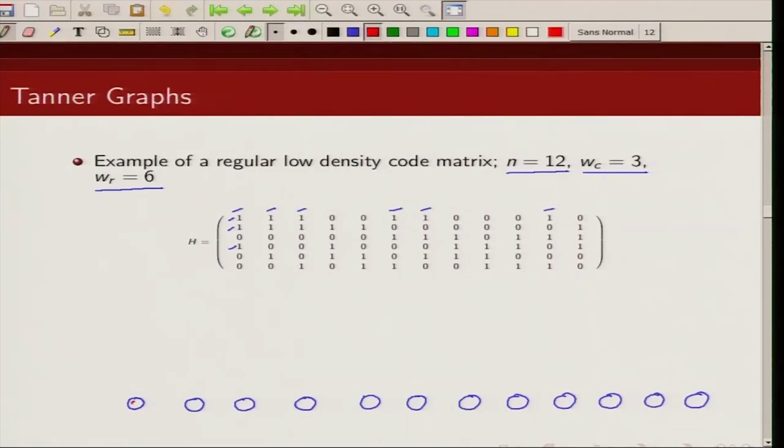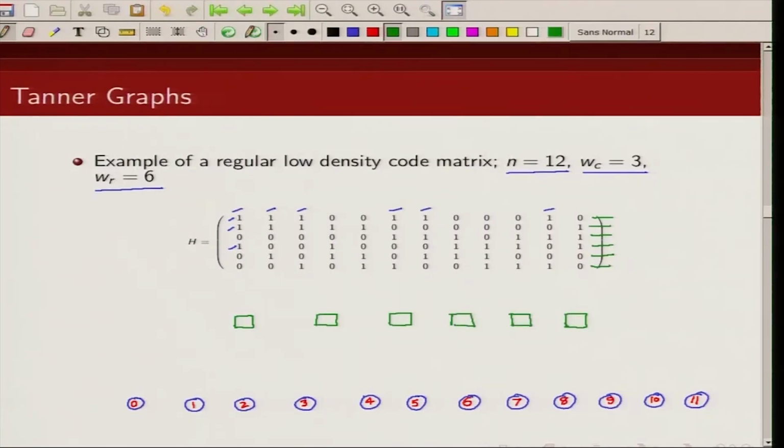Let us just label them as 0, 1, 2, 3, 4, 5, 6, 7, 8, 9, 10 and 11. And then you have how many parity check equations? 1, 2, 3, 4, 5, 6. So, the next set of nodes will be for parity check equations, and there are 6 of them, 4, 5, 6. Okay.